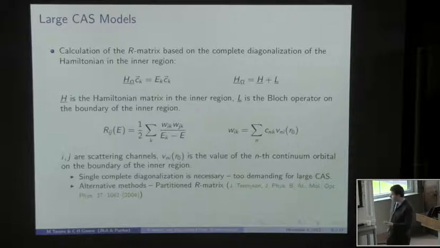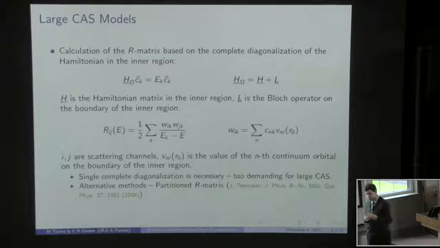So in order to overcome this difficulty, the partitioned R matrix has been introduced, where only part of the spectrum is calculated accurately, and the rest is replaced by one effective R matrix pole and one effective amplitude.